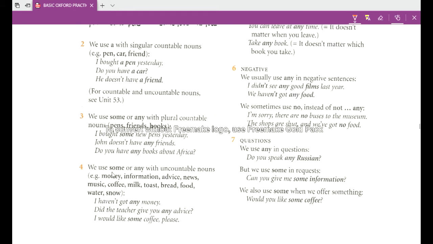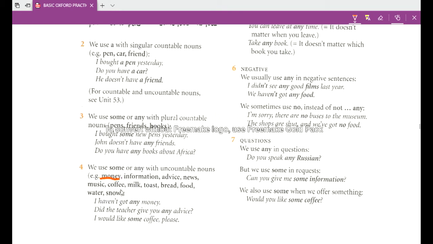Four. We use some or any with uncountable nouns. Example, money, information, advice, news, music, coffee, milk, toast, bread, food, water, and snow. Remember, there are some words in English that are uncountable, but maybe in your native language they are countable nouns. That's why sometimes when we speak English, we make confusion and we complain about money, for example.